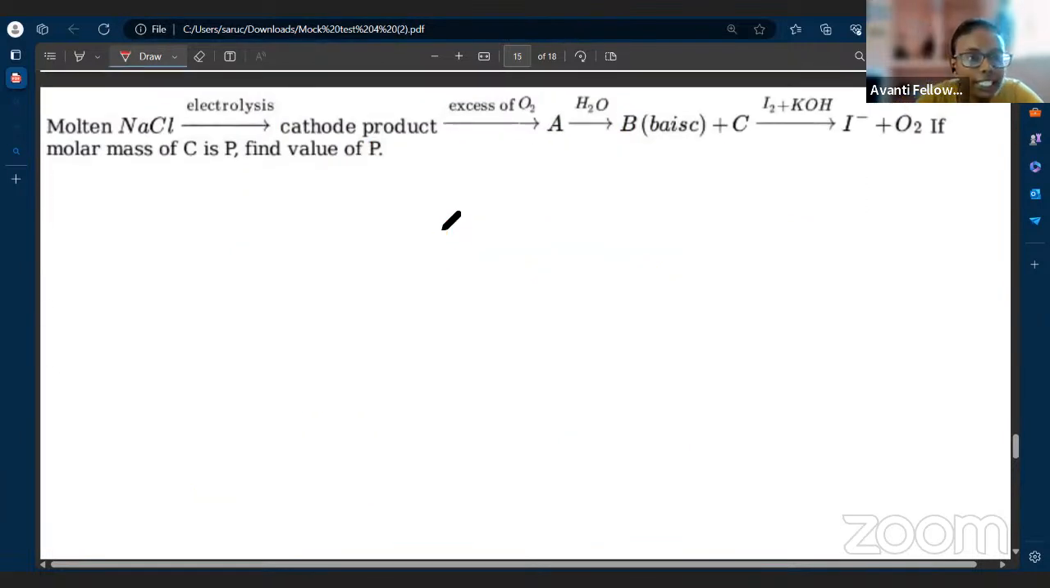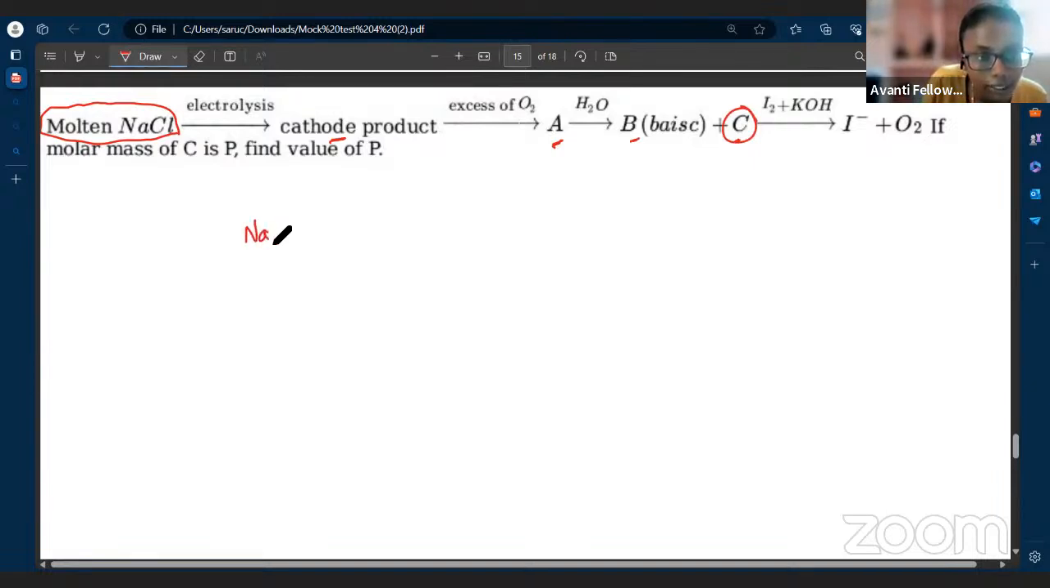Okay. So molten NaCl on electrolysis gives a cathode product. This we have studied in electrochemistry. With molten NaCl and aqueous NaCl, we get two different products. The cathode product, when you react it with excess of O2, gives A, and on reaction with base gives B plus C. C on reaction with I2 and KOH gives I minus. If the molar mass of C is P, find the value of P. So for this, you have to write the equation first.